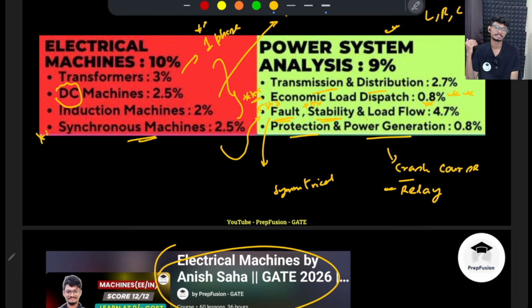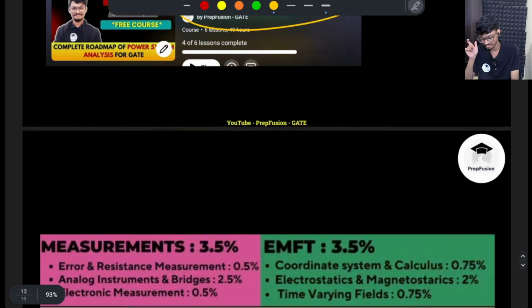Okay. Like there is a plug setting, like there is a PSM and time setting multiplier, right? Plug setting multiplier and time setting multiplier. So there is a concept of these two things. So you have to understand these and solve the question. So yeah, these are the important topics for PSA, power system analysis.